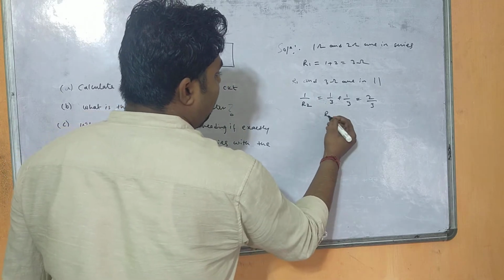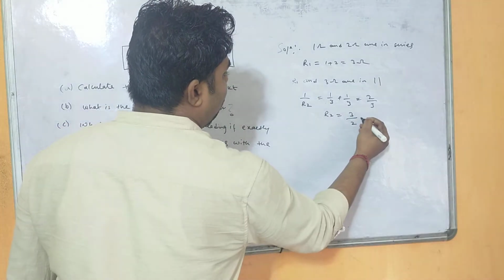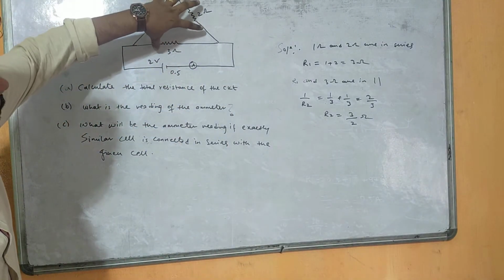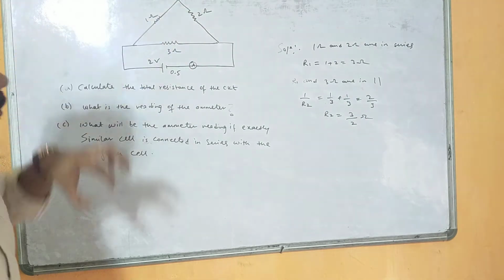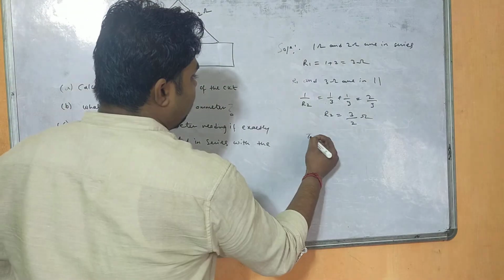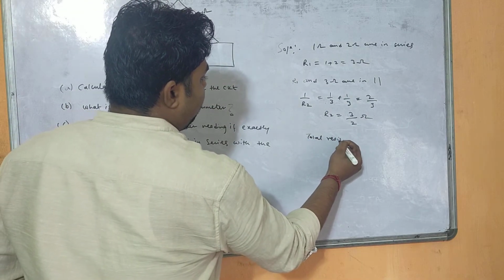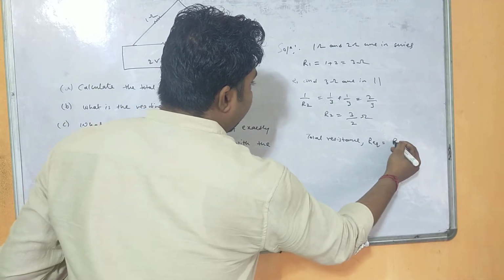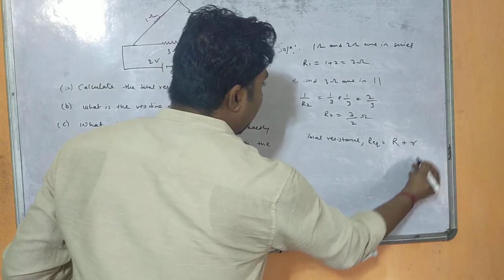Okay, for R2 we will get 3 by 2 ohm. Right, so this is the resistance of this network. Now when I calculate the total resistance, that means R equivalent, that is total R plus small r.